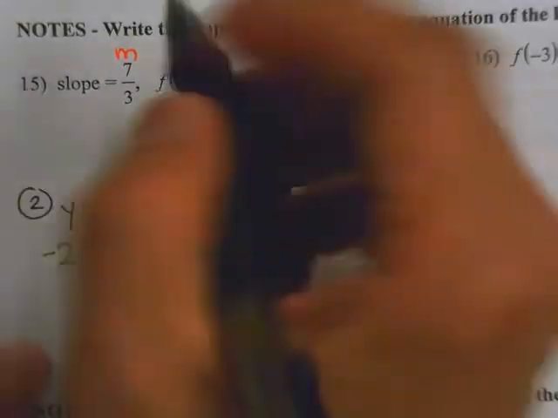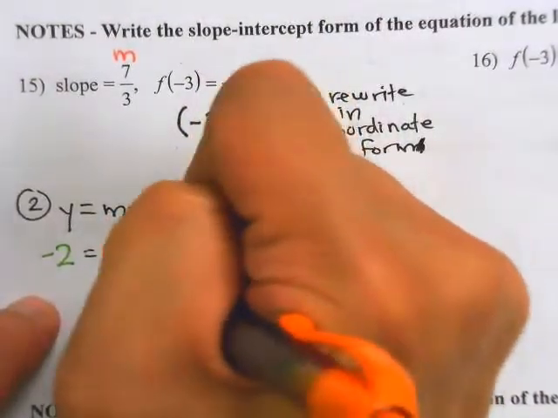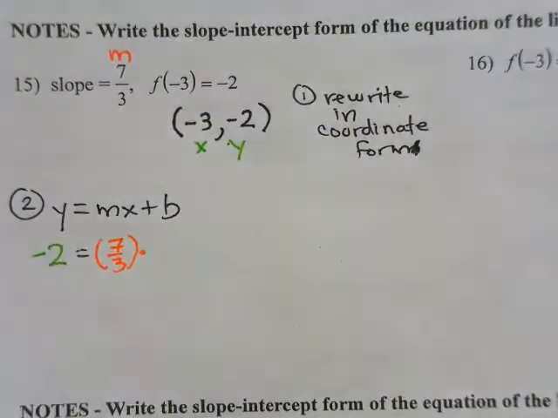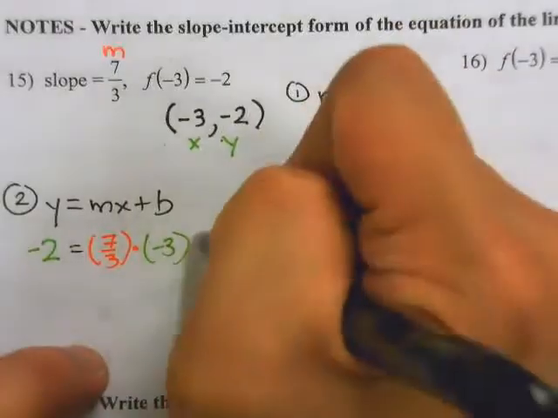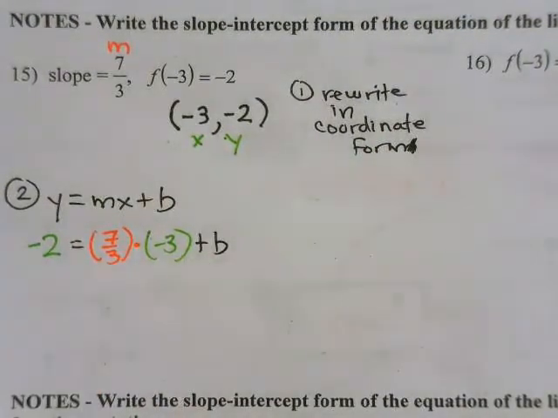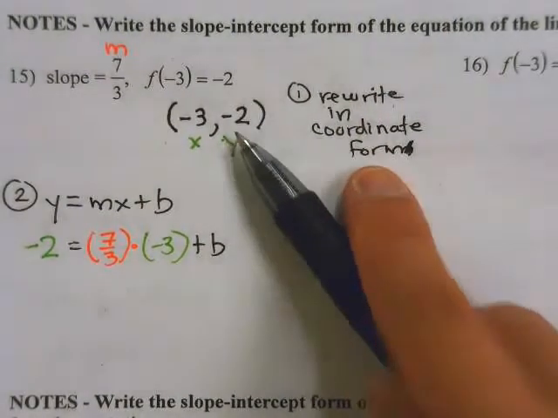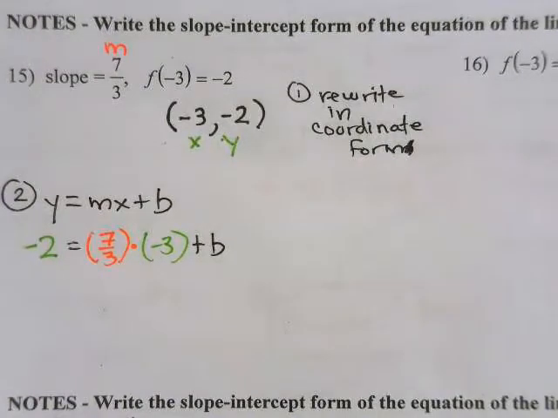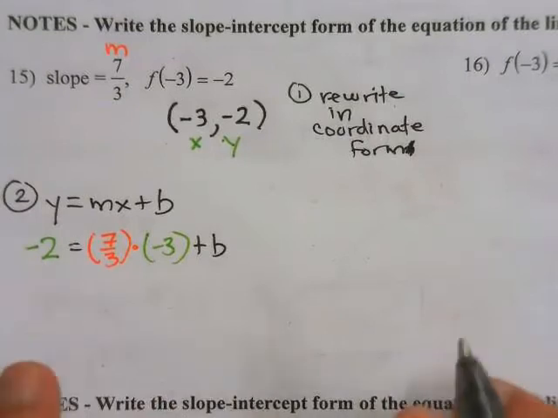-2 equals 7/3 times -3. Okay. Please be careful. Some of you guys are plussing something. I'm not too sure. So plus b. We're trying to solve for the y-intercept. We don't know what that is yet because this is not a y-intercept. It doesn't cross the y-axis. If it was a y-intercept, it should have been 0, something, but it's not. Okay.